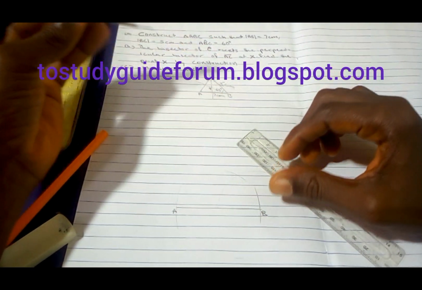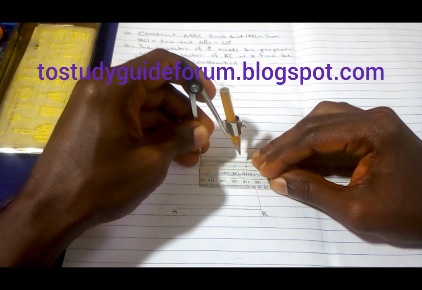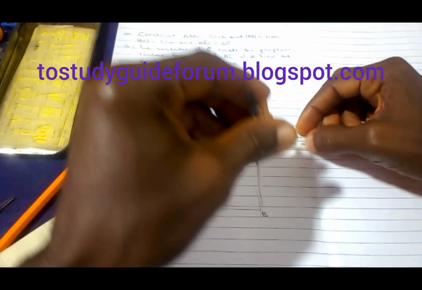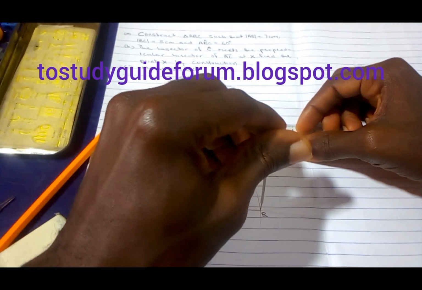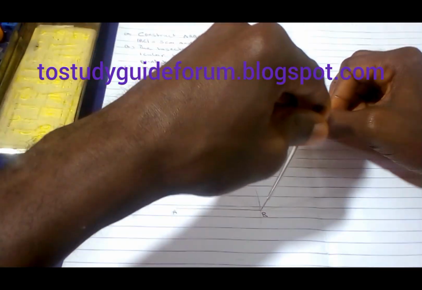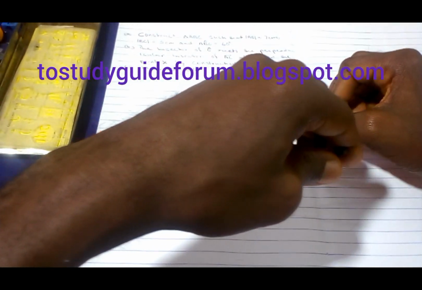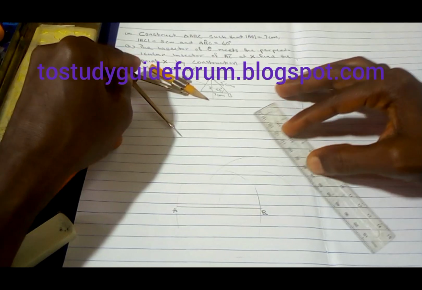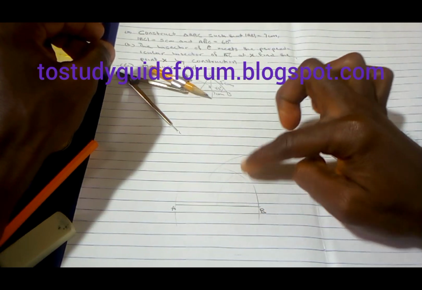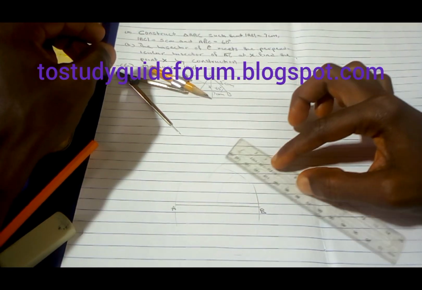The next thing we do now is to measure out the 5 cm. This is the 5 cm here. I have my 5 cm. Then I place it here at this point of intersection. I have my arc. I'm drawing it like this so that I will be able to trace the line, because all this arc around here is equal to 5 cm from B. So now we have our angle.